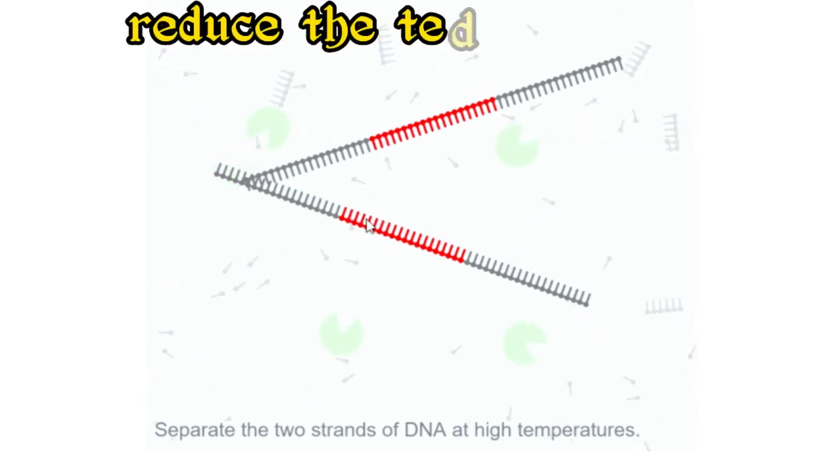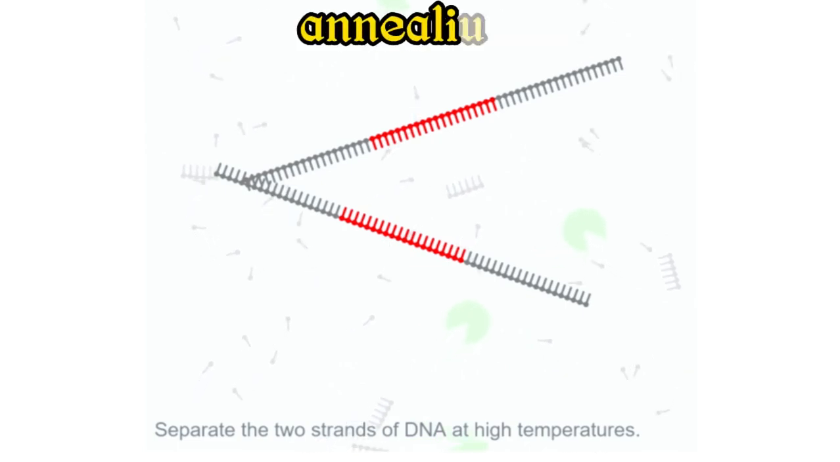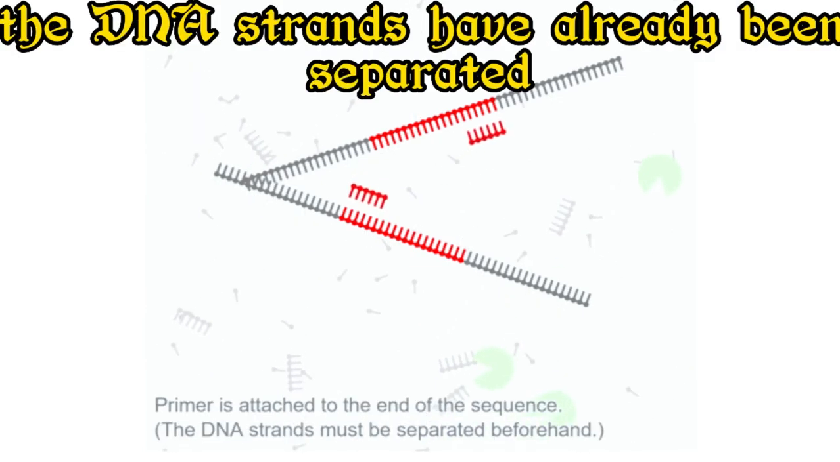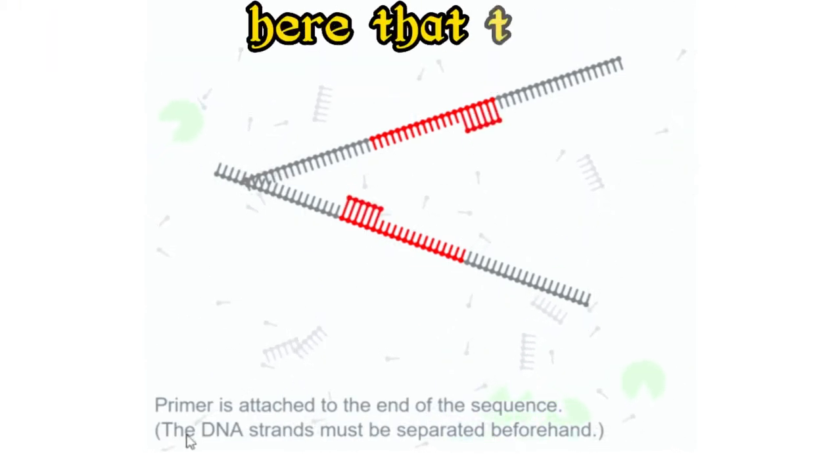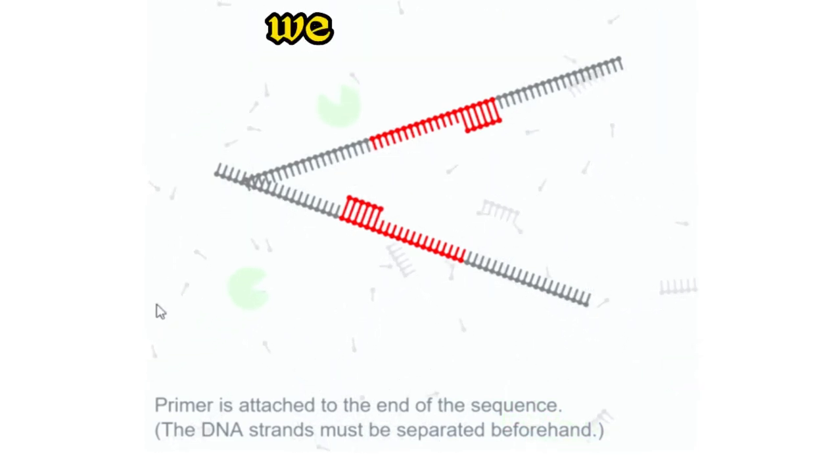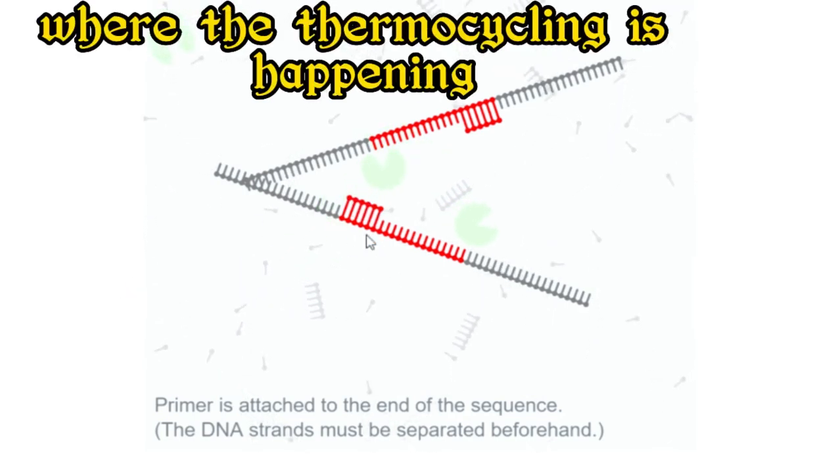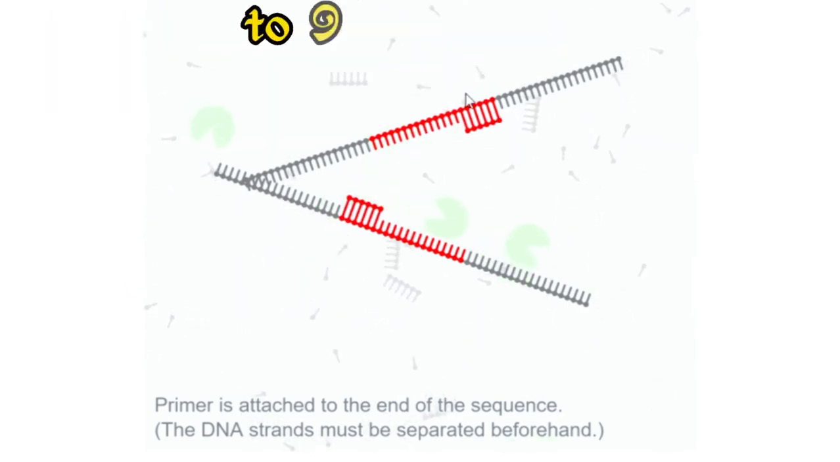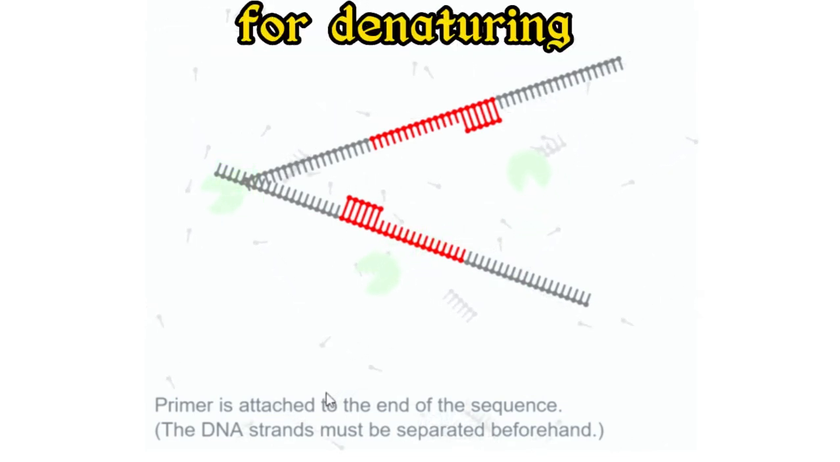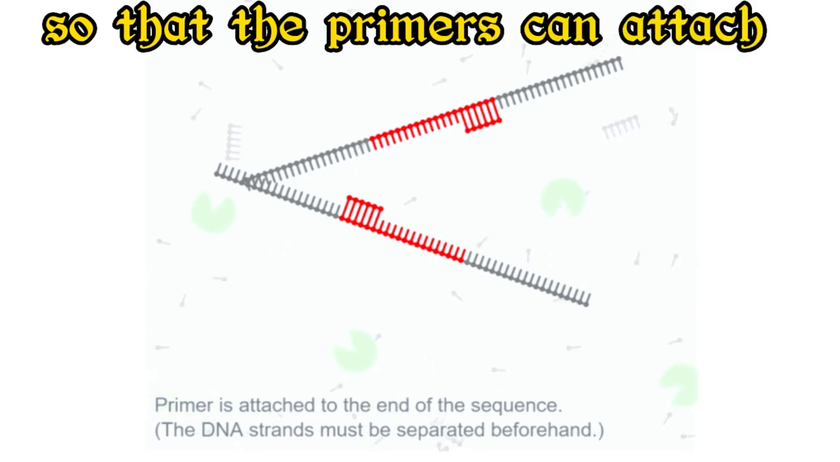So when we reduce the temperature, the primers are going to attach to the end of the sequence, which we call annealing. The DNA strands have already been separated. So you can see here that the primers have attached. Then what happens next is that we increase the temperature. You see now where the thermocycling is happening. First we increase to about 90 to 96 degrees for denaturing. Then we decrease the temperature to about 50 to 65 so that the primers can attach.